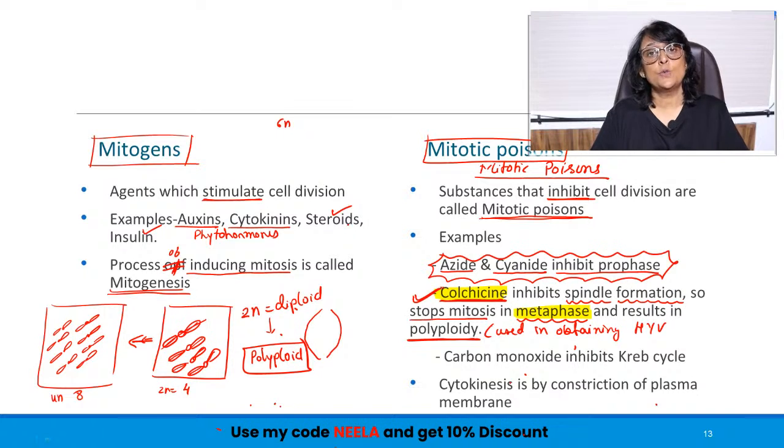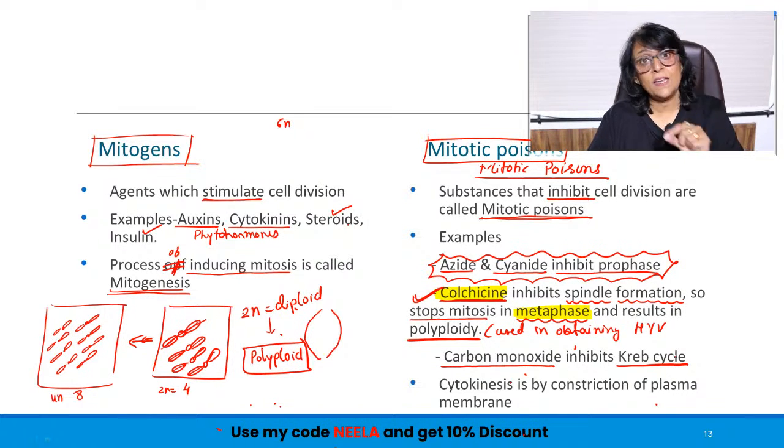One more substance which acts as a poison is carbon monoxide. Actually, carbon monoxide is a toxic gas, not only for plants but even for us. It inhibits Krebs cycle. It is not affecting the complete cell division directly, but Krebs cycle is a step of cellular respiration, and this is the step which is very essential for ATP synthesis. So indirectly, carbon monoxide is going to affect cell division.